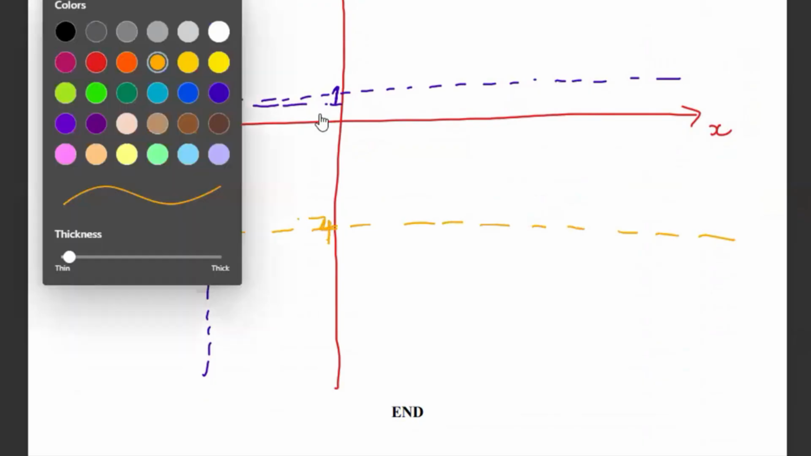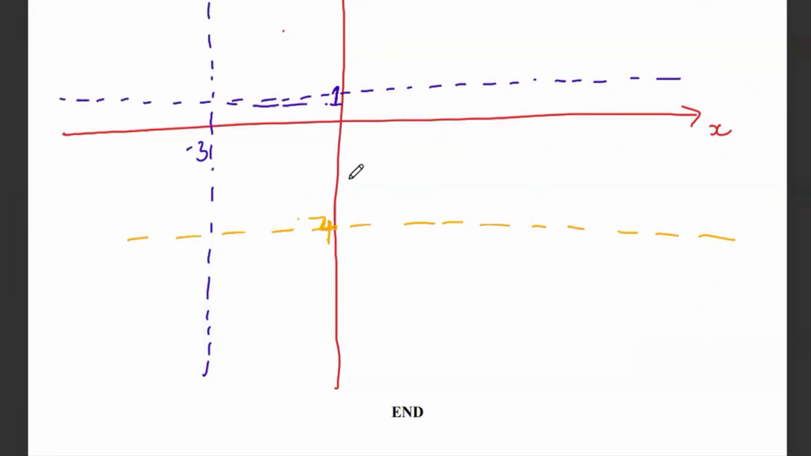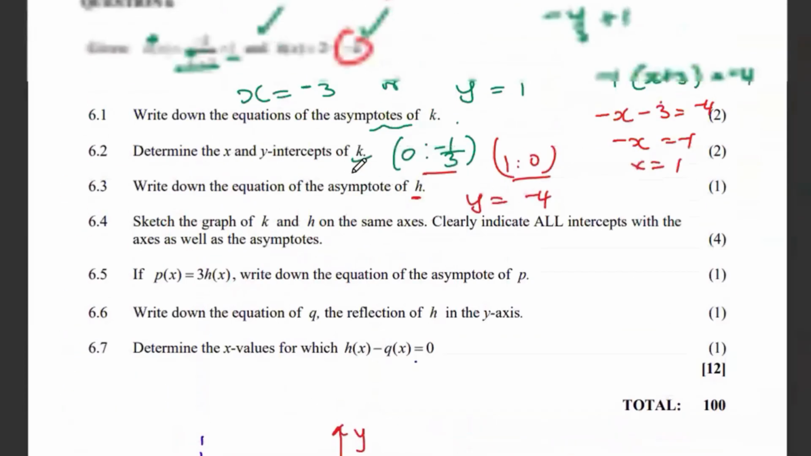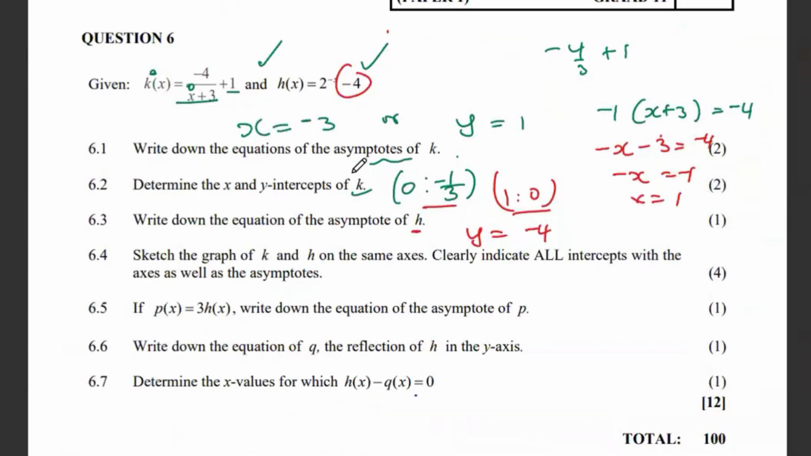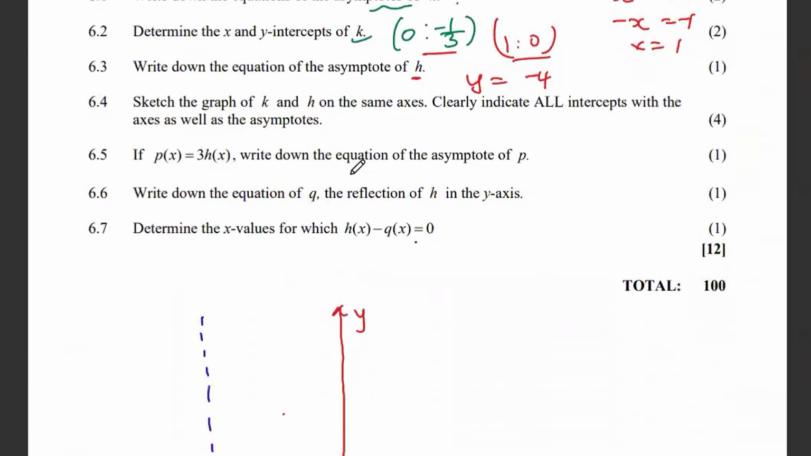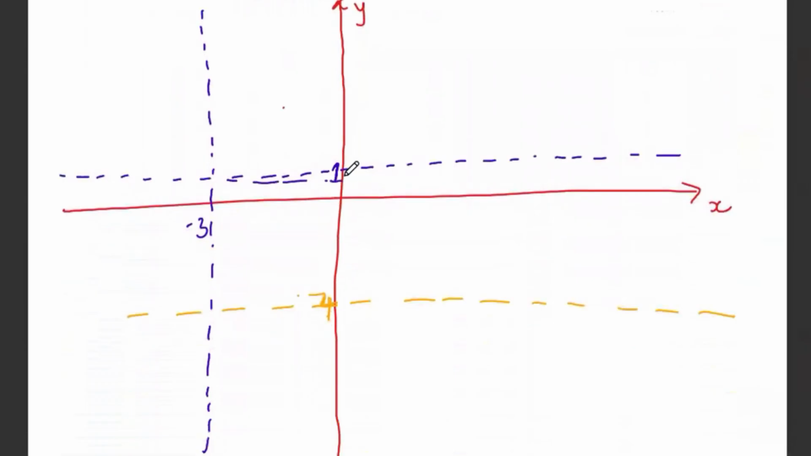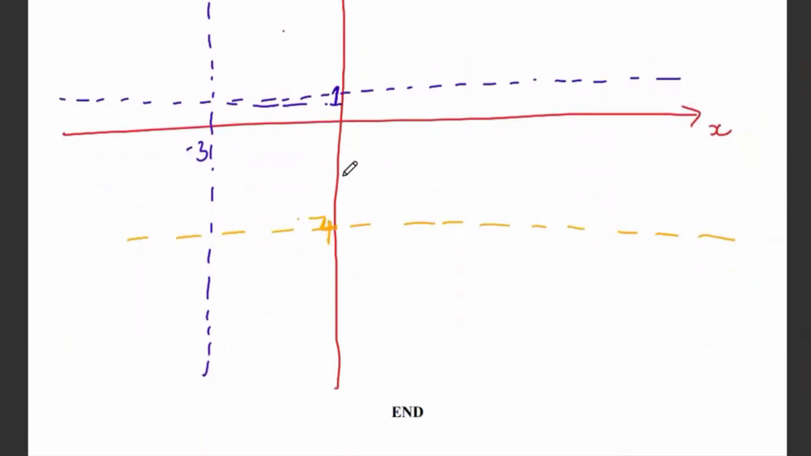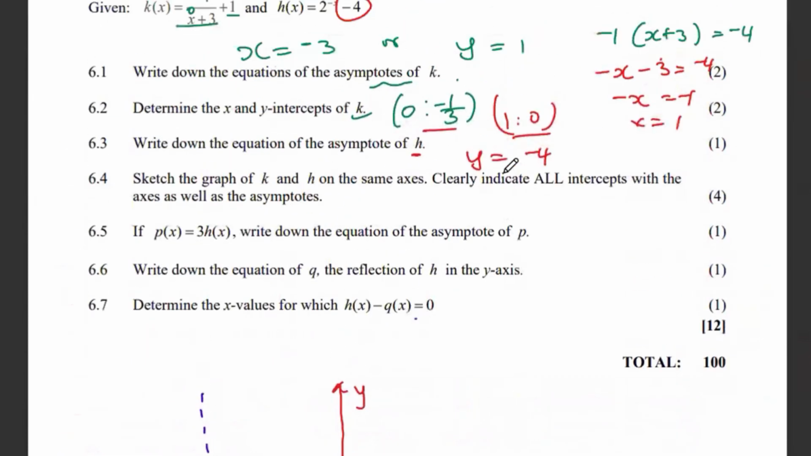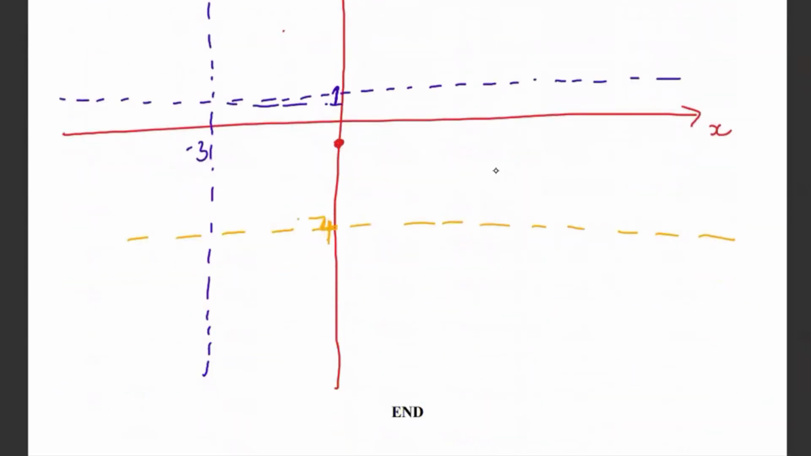Okay, so I'm going to start by plotting the hyperbola. Because with the hyperbola, we said the intercepts are 0 and negative a third. So 0 and negative a third is somewhere here. And then we have 1 and 0, which is somewhere here. And then let's just draw something like that.